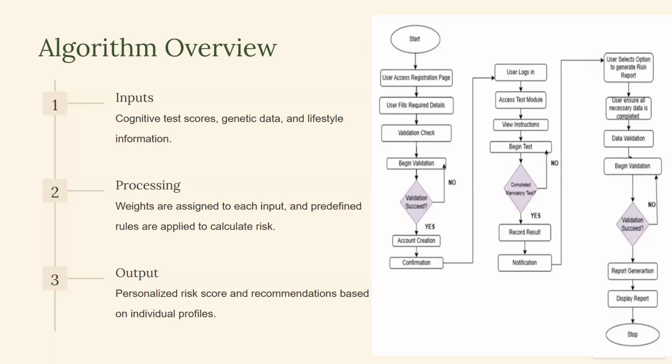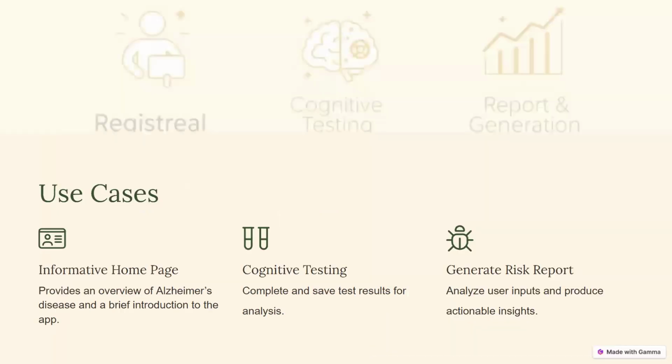Thank you, Swapnali. Now I'll be talking about the algorithm overview. Towards the left side is the data flow of the algorithm. The algorithm is mainly based on three things: the inputs we get from the cognitive test scores, genetic data, and lifestyle information. Once the data is processed by the algorithm, weights are assigned to each input based on predefined rules to calculate the risk score. At the end, the report is generated as output, where the personalized risk score and recommendations based on individual profiles will be displayed.